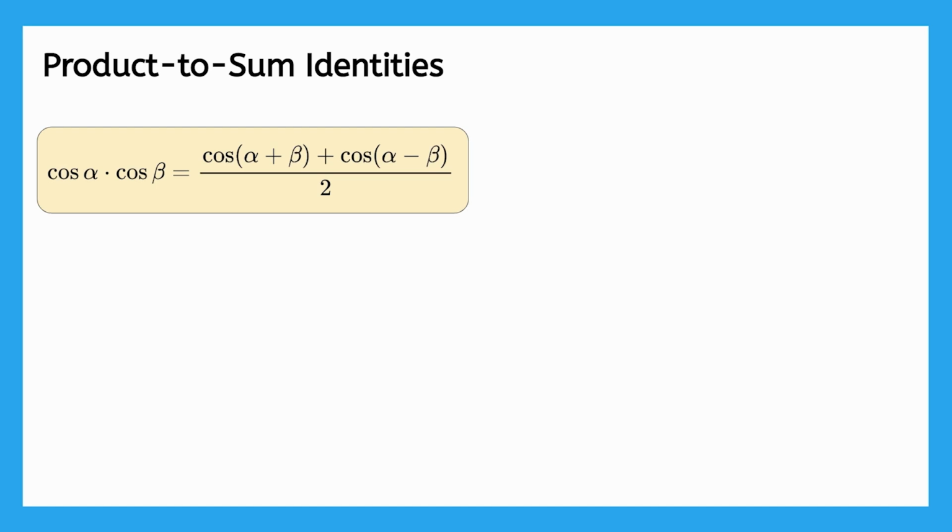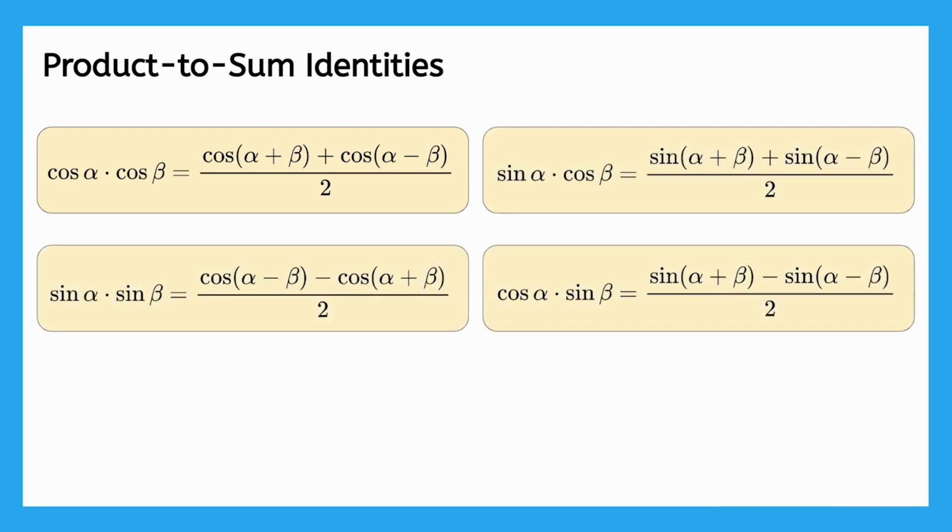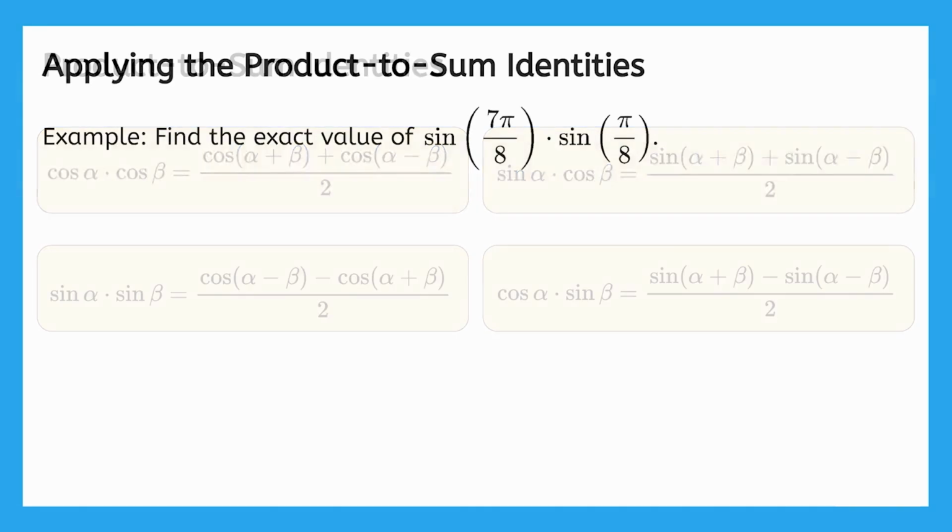The identity we just verified is one of 4 common product to sum identities. Take a moment and record these on your reference sheet. As an extra challenge, you can verify the rest of these in your lesson notes. For now, let's apply these identities to evaluate a trigonometric expression.